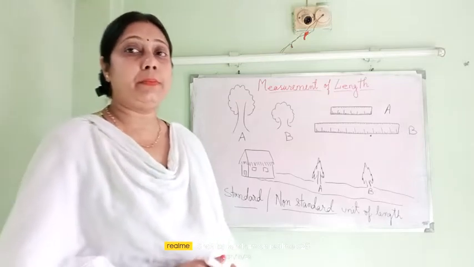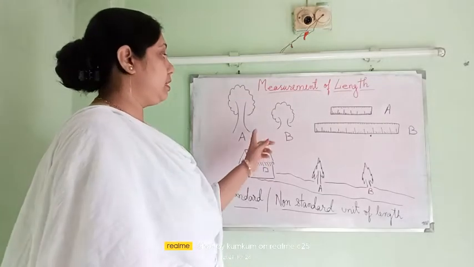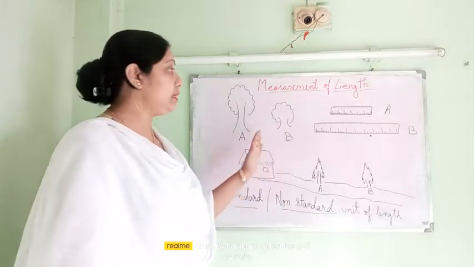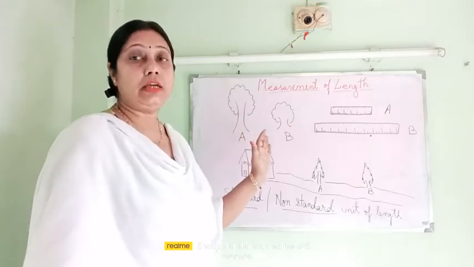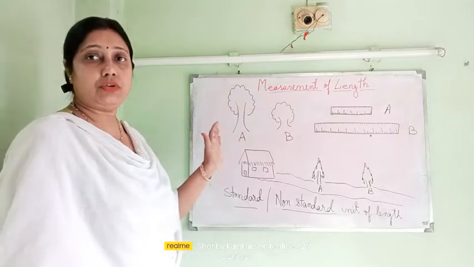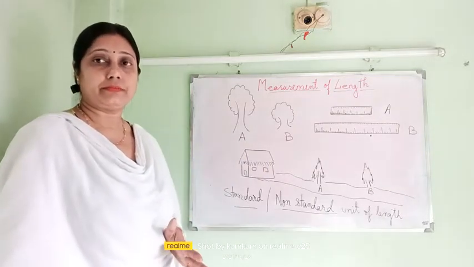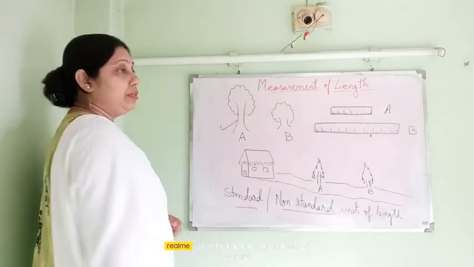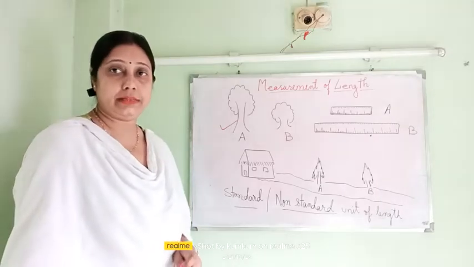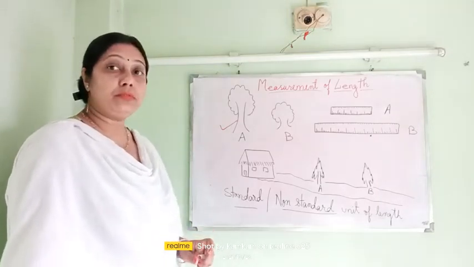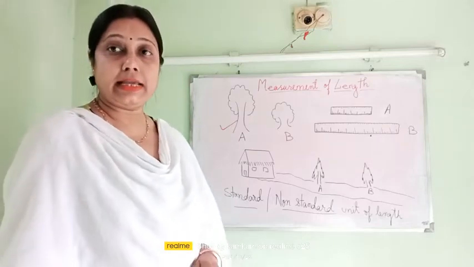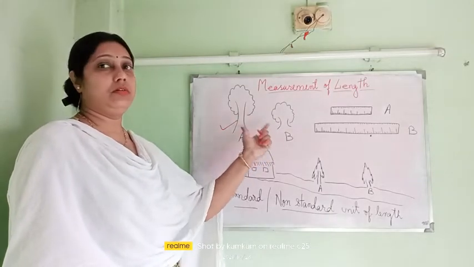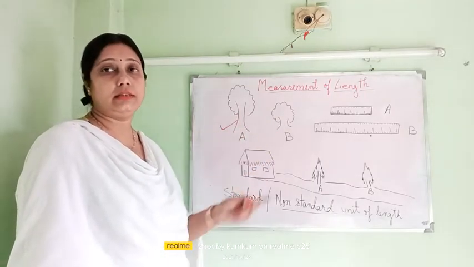So here you see on the board I have drawn some pictures. See, here are two trees, tree A and tree B. By seeing these two pictures we can identify which is taller, tree A or tree B. Yes, tree A is taller. Tree A is taller than tree B. Now, if we want to compare the length, by eyes only, by seeing only, we can identify which is taller, which is longer, or which is bigger than the other one.